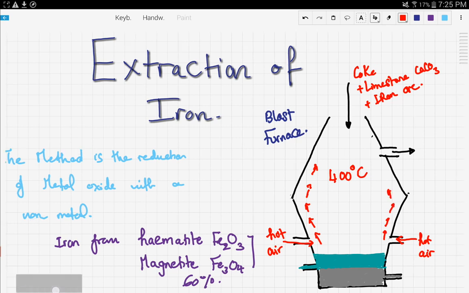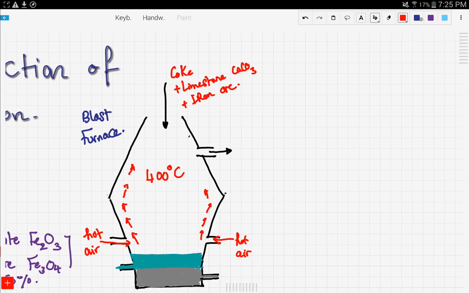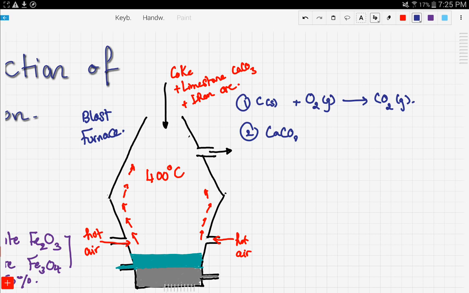Now let's take a look at some of the reactions that occur, and you guys have to know these reactions off by heart. Well, the first reaction that occurs is the reaction of coke, which is carbon solid, reacting with the hot air coming into the blast furnace, and this would yield carbon dioxide gas. Now, the second thing that's gonna happen is that the calcium carbonate, which is the limestone, will thermally decompose into calcium oxide solid plus carbon dioxide gas.